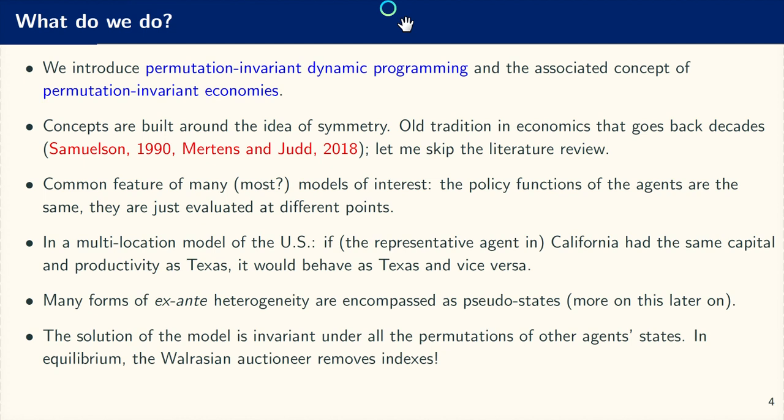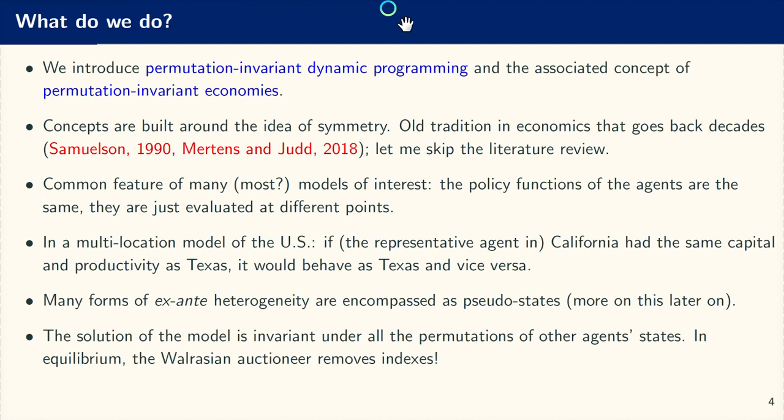In fact, there are even many forms of ex-ante heterogeneity, like differences in discount factor that can be motivated by differences in demographics between Texas and California, that can be encompassed as pseudo-states. I will come back to that later on. In this particular example of the discount factor, the pseudo-state will just be the discount factor. The solution of the model, as I was mentioning before, will be invariant under all the permutations of other agent states, because the equilibrium often is about removing labels or indexes.